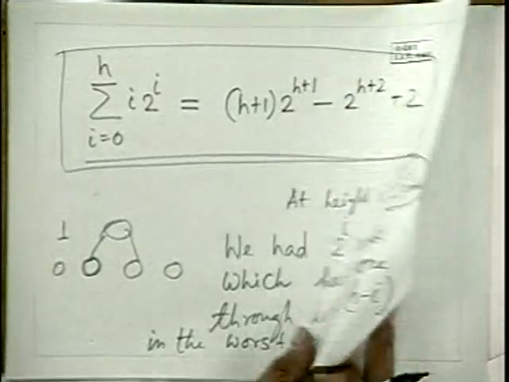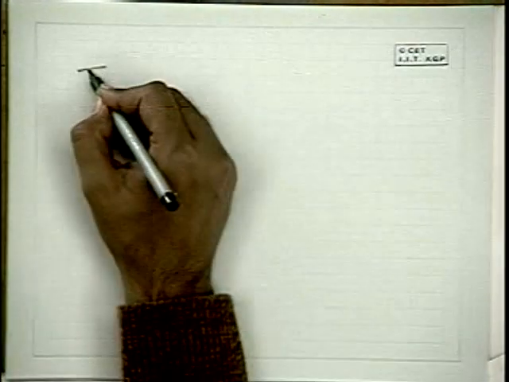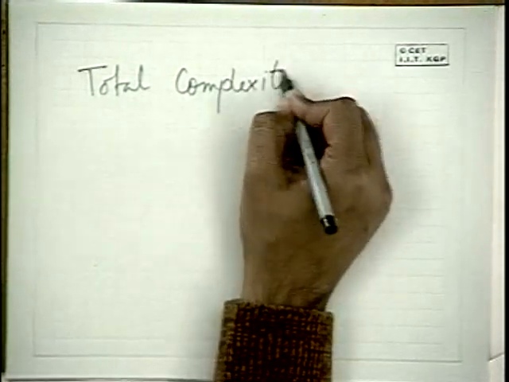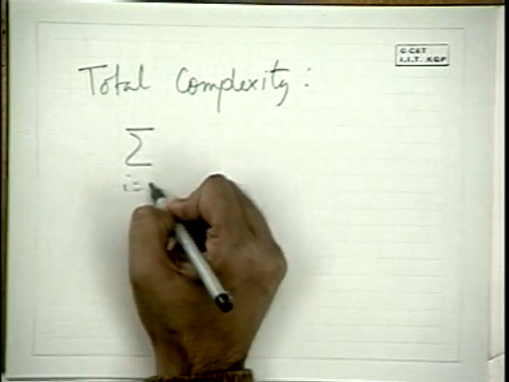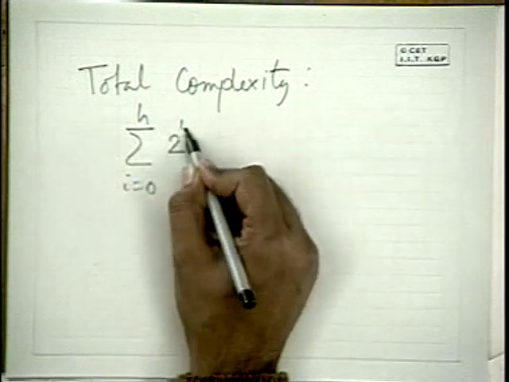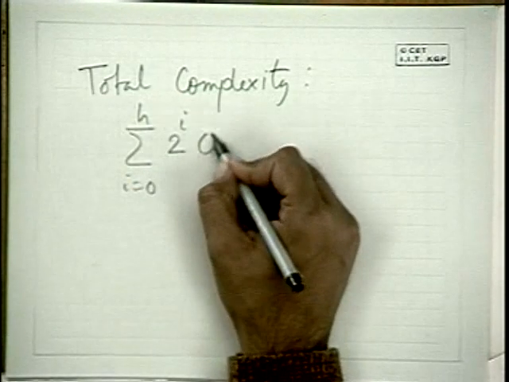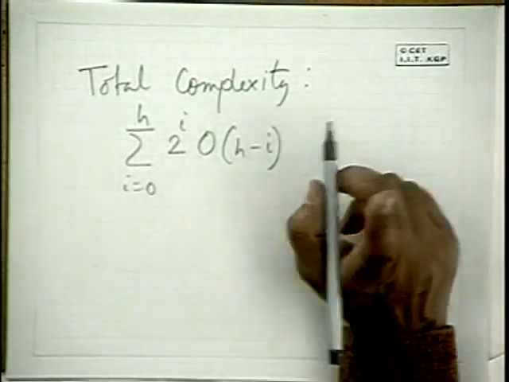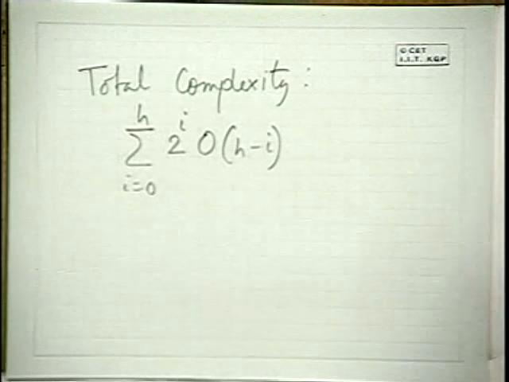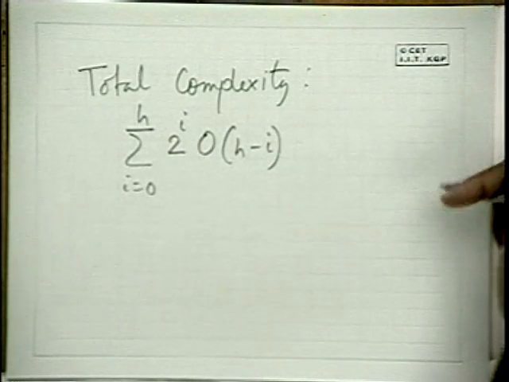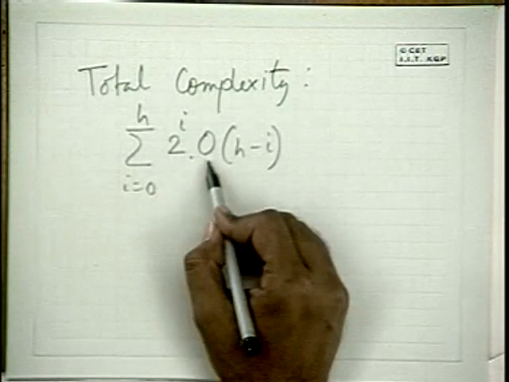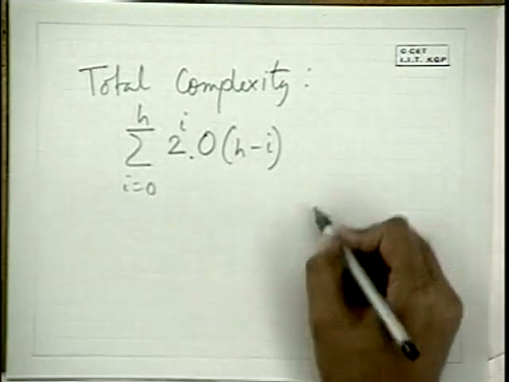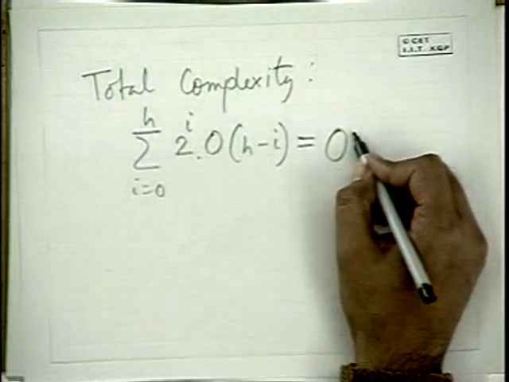Okay, so what is the total complexity? The total complexity is sigma i goes from 0 to h of 2 to the power i times order of h minus i. I'm putting order of h minus i instead of exactly h minus i, because you remember, I cannot put the complexity as exactly h. Down heap was order of h. So that's what I have to put. 2 to the power i nodes, each one has gone through order of h minus i. And this you can immediately take the order outside.